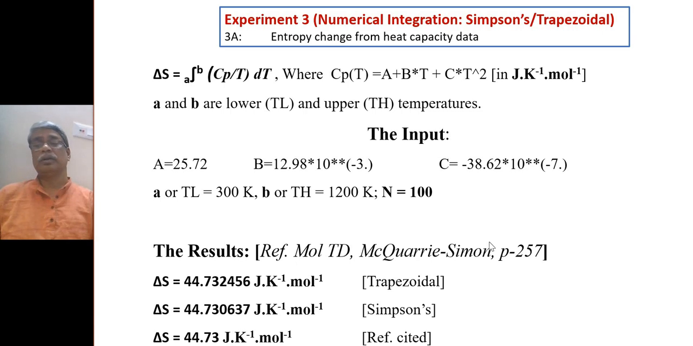So the result, the reference is McQuarrie-Sherman, page 257. Now we have used both the trapezoidal and Simpson's rule, and results are very close but not exactly the same. And the reference, that means in McQuarrie-Sherman, the result is evaluated to be 44.73. So again 70, 70. So they are very close. All of them are very close.